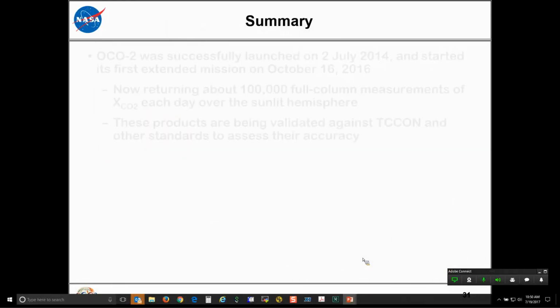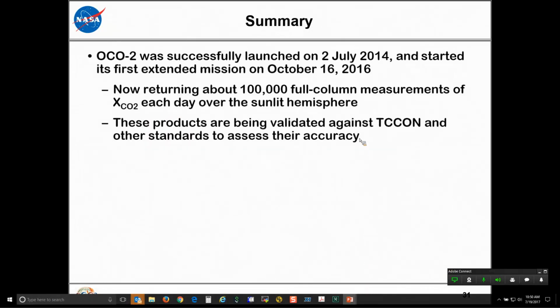Just to summarize, OCO2 was successfully launched on the 2nd of July 2014. It started its first extended mission on October 16th of 2016 with a healthy spacecraft and a healthy instrument. It's now returning on the order of about 100,000 full column measurements of XCO2 each day over the sunlit hemisphere. These products are being validated against TCCON and other standards to assess their accuracy.